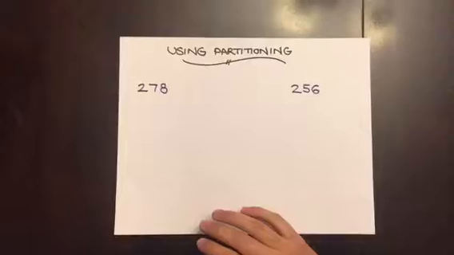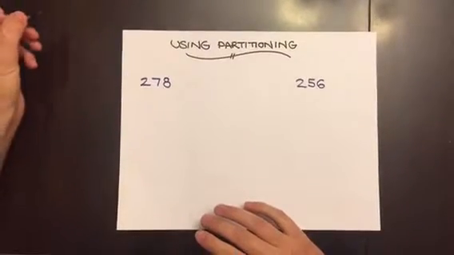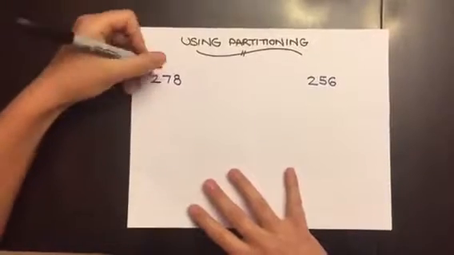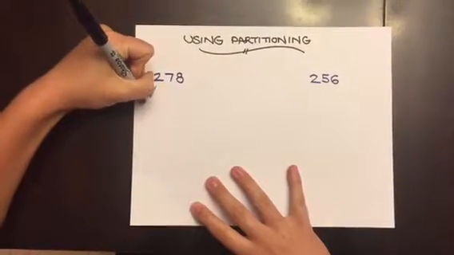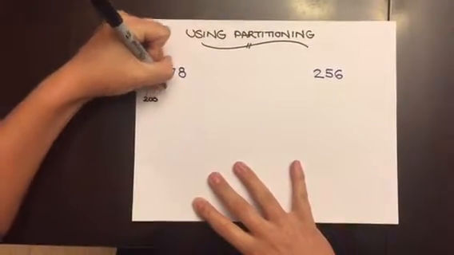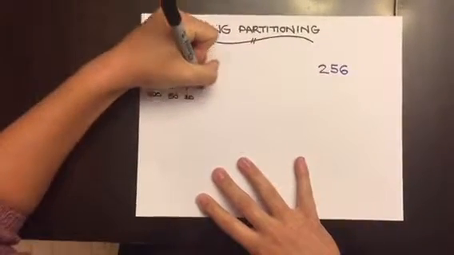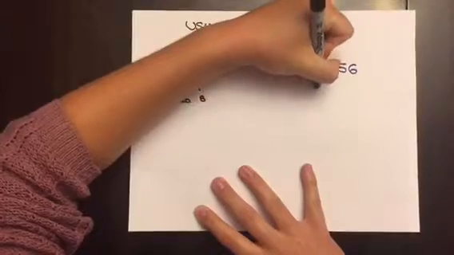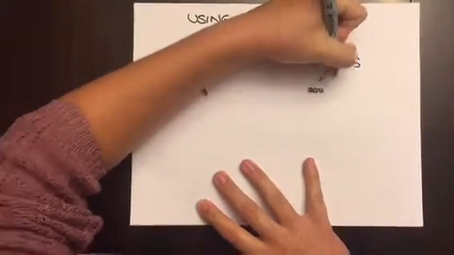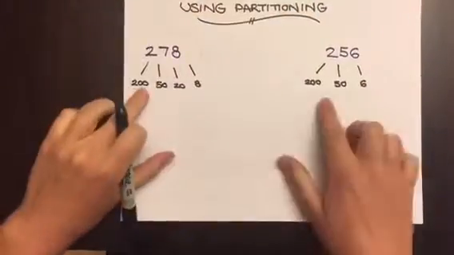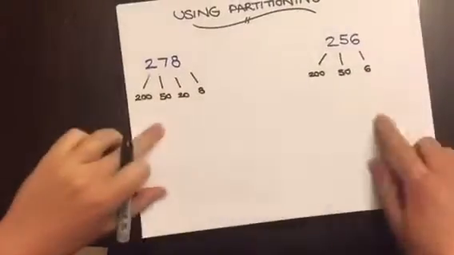Next, we will solve the addition equation using the partitioning method. In the partitioning method, we can take each addend and divide it up into its parts to find the sum. So 278 would be divided into 200, 50, 20, and 8, and 256 would be divided into 200, 50, and 6. Then we can combine all of the smaller addends down here.